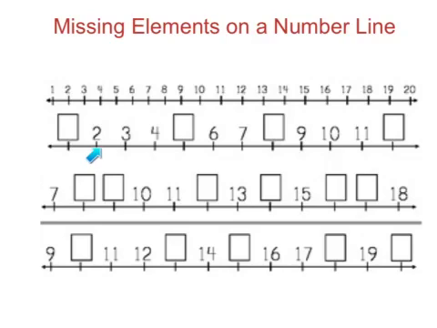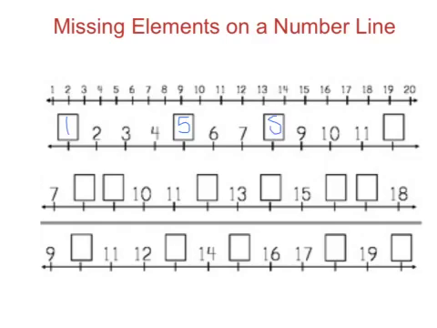The number before 2 must be the number 1. I can use the number line up above to help me as well. So if I've got 1, 2, 3, 4, I wonder what this number would be. The number after 4 is 5. 1, 2, 3, 4, 5, 6, 7. What's this number?